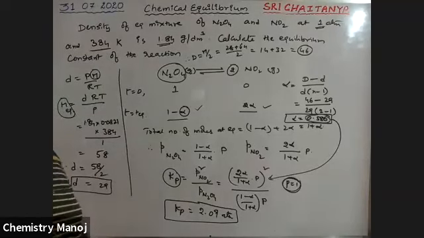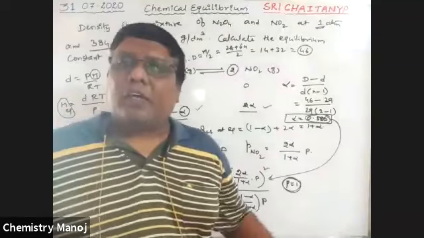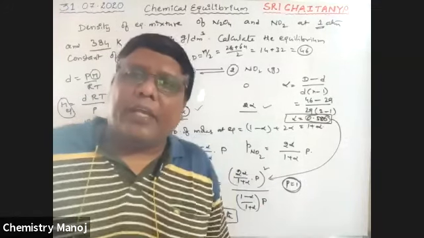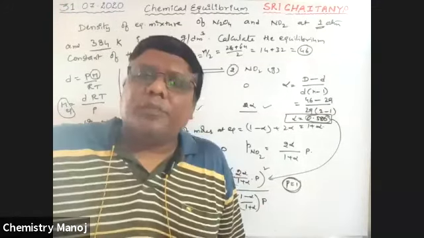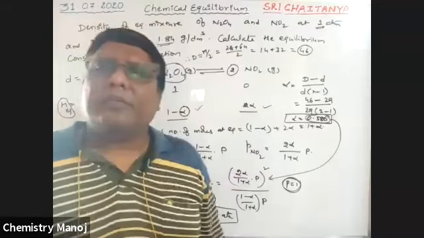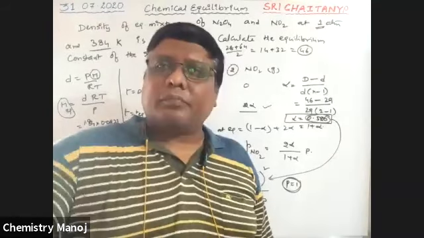Okay. So this is the way to do problems based on alpha value, and alpha is equal to capital D minus small d by small d into n minus 1.